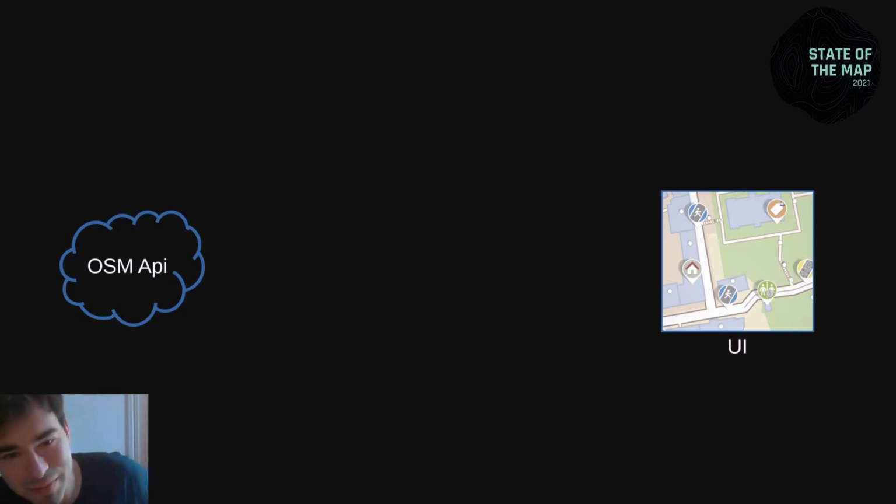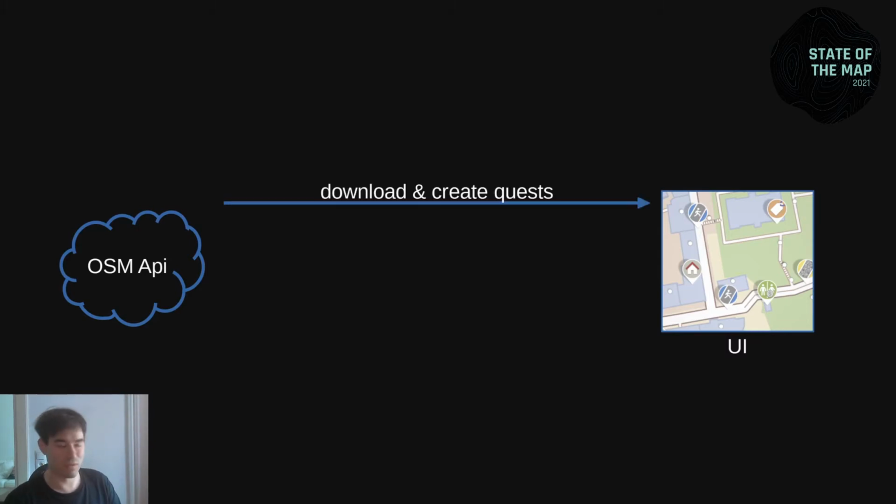Okay, so in the beginning we have this OpenStreetMap API from where we get the data, and on the right side we have the UI. We want to display the quests. So the easiest infrastructure architecture would be to just download the OpenStreetMap data and create the quests out of that. And then the quests are displayed in the UI. And when we do edits, when we answer the questions, then we simply upload the changes, the edits, and that's it.